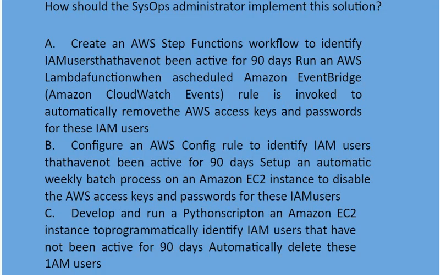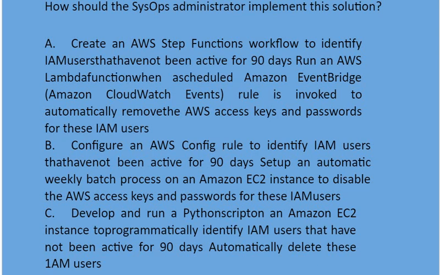Option A, create an AWS Step Functions workflow to identify IAM users that have not been active for 90 days. Run an AWS Lambda function when a scheduled Amazon EventBridge, Amazon CloudWatch Events, rule is invoked to automatically remove the AWS access keys and passwords for the IAM users.